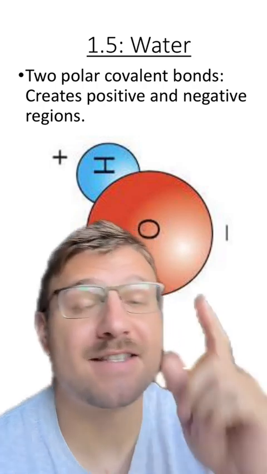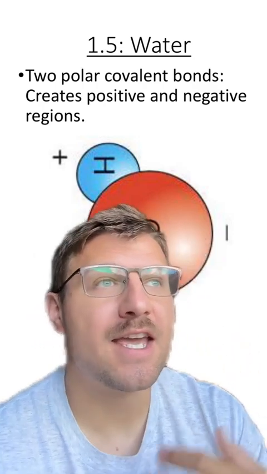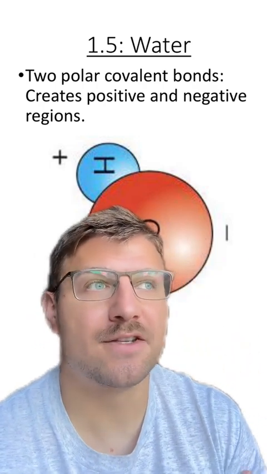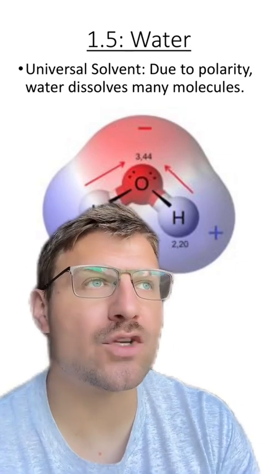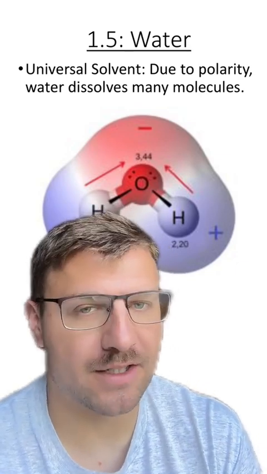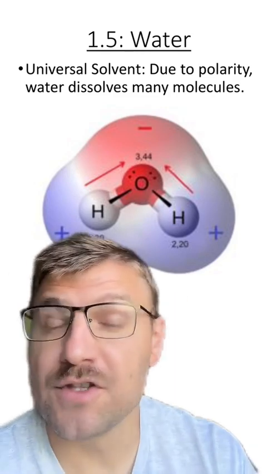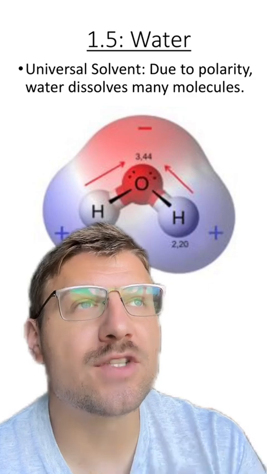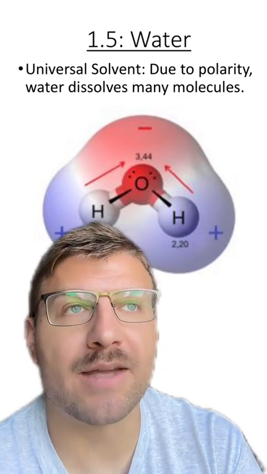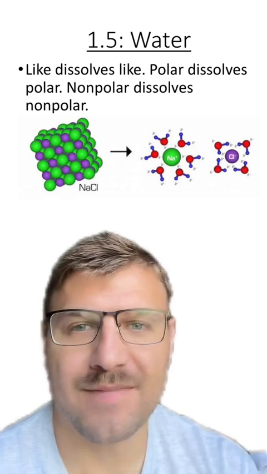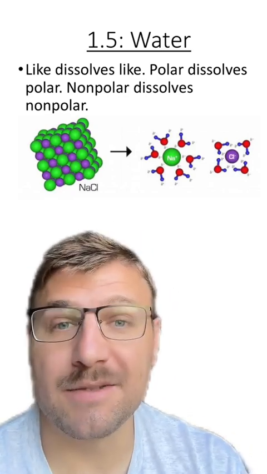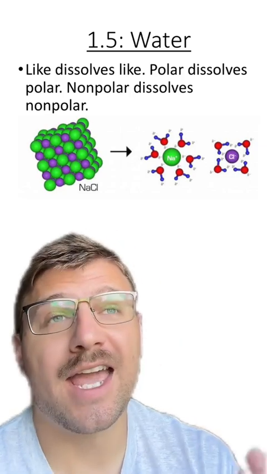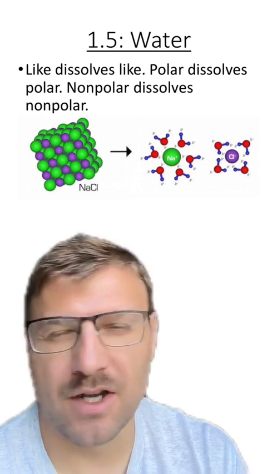Since it has this negative and 2 positive charges, it becomes really good at dissolving other substances. And since it dissolves so many other things, we call it the universal solvent. This is because these charges, the positive and negative charges, do such a good job at dissolving and breaking down other substances. I always like to tell my students, like dissolves like. Polar molecules like to be dissolved by other polar molecules, and nonpolar molecules like to dissolve other nonpolar molecules.